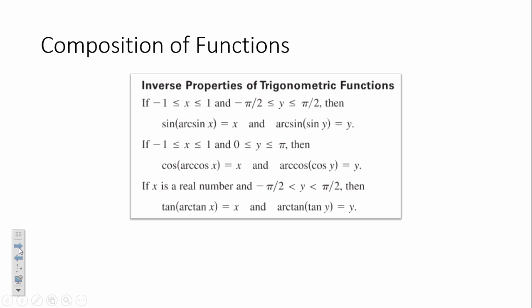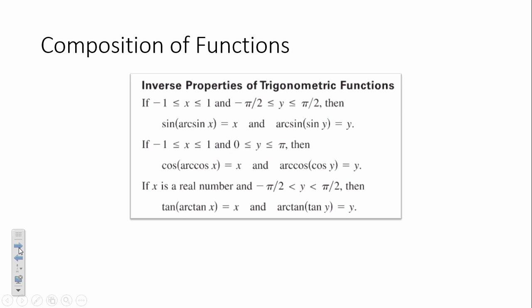Okay? So if x is between negative 1 and 1 inclusively, and y is between negative pi over 2 and pi over 2 inclusively, then the sine of the arcsine is going to be x. If we compose a sine with an arcsine, a sine with its inverse function of some value, you'll get that value. And the inverse sine of the sine of y is going to be y. Okay, they're just inverses of each other, so when you compose them together, you should get whatever they were operating on.